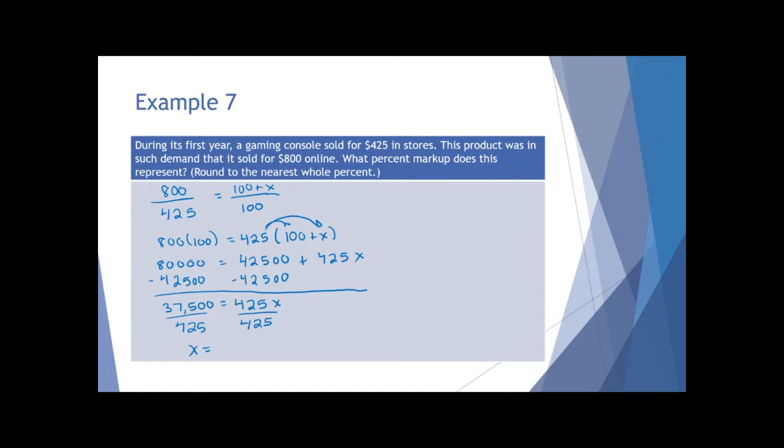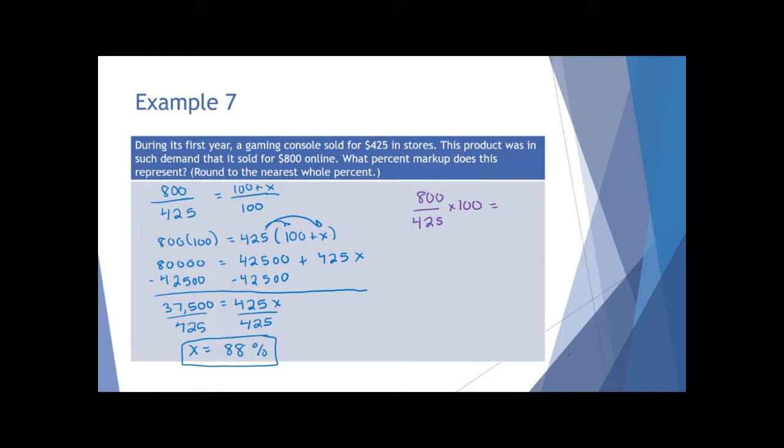And then it says round to the nearest whole percent. So I got 88.2, so that rounds down to 88%. So that was an 88% markup. The alternate method is to take 800, divide it by 425, and multiply it by 100 to see what percent 800 is out of 425.